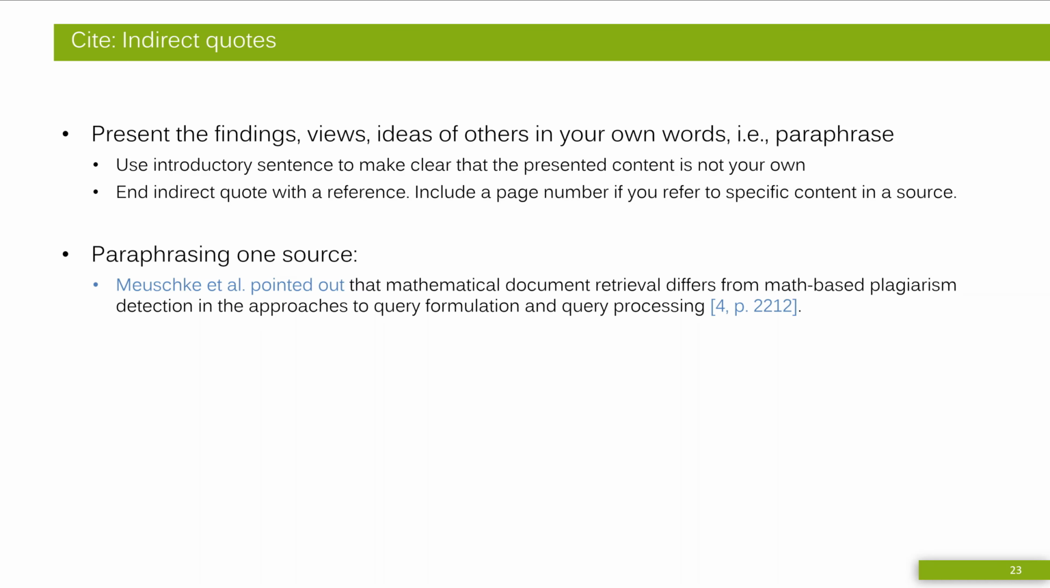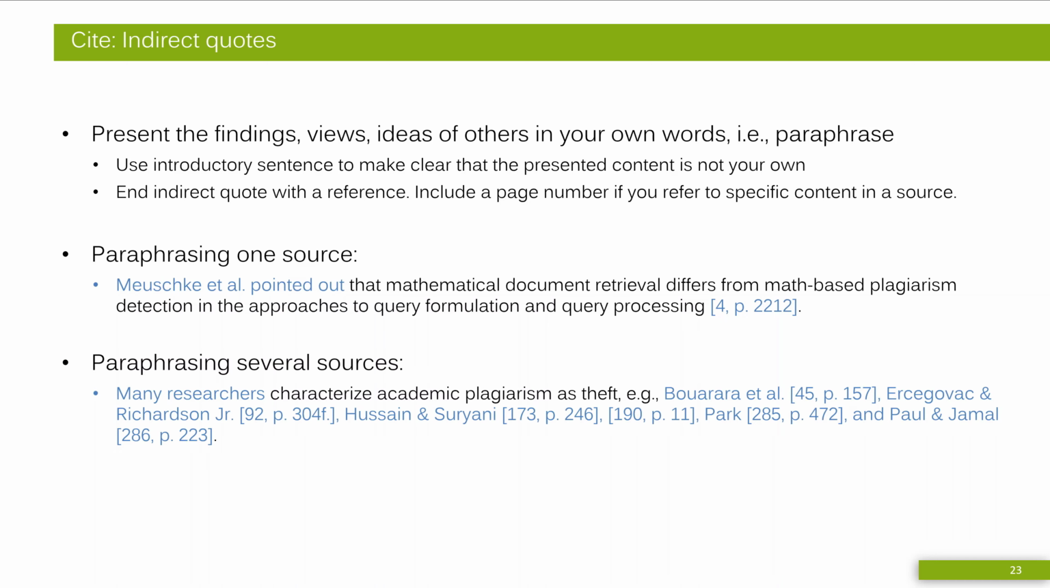Some examples again, paraphrasing one source, you start with the introductory phrase that identifies the authors, because this also makes clear the following content or the following view is not necessarily your own. Then you paraphrase what the authors have said and end, in this case, with a full reference, because this statement can be found at a very particular place in the cited source.